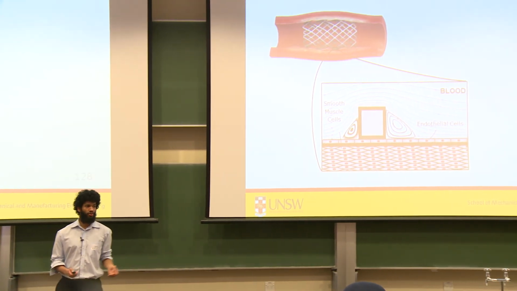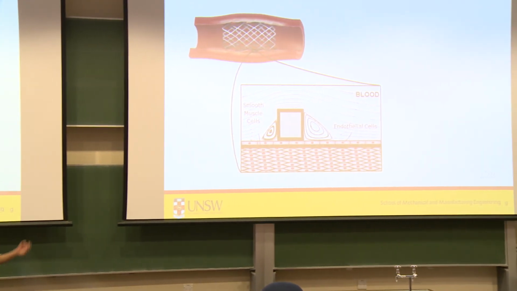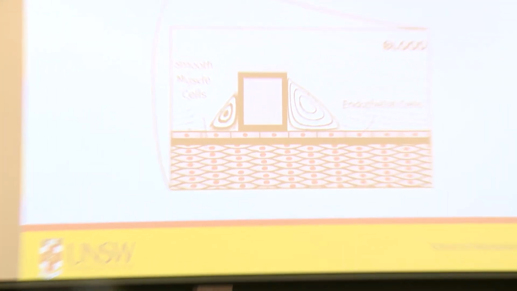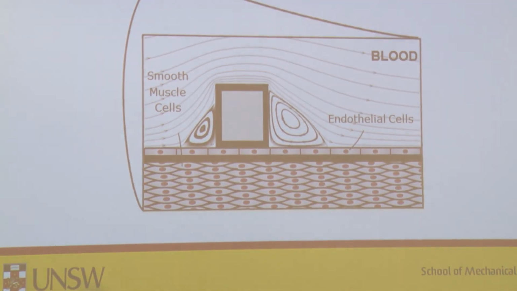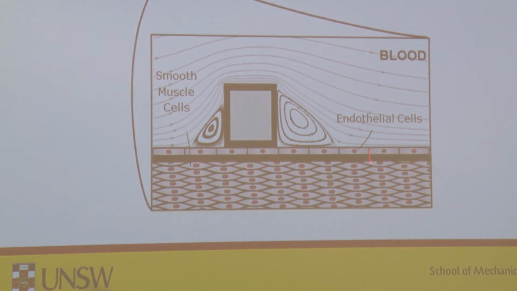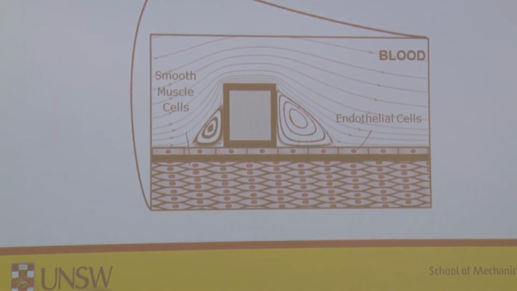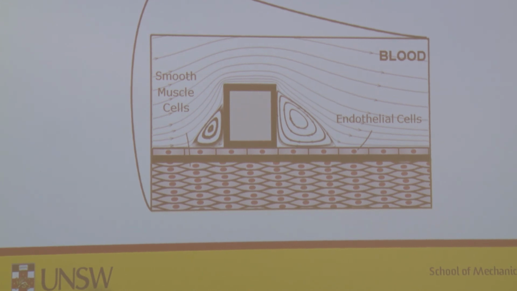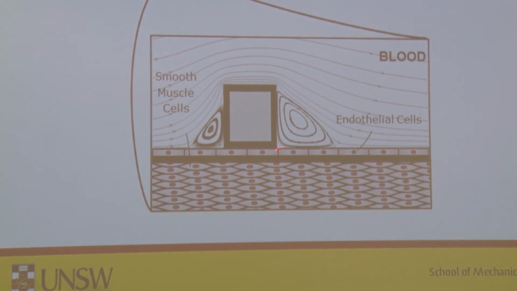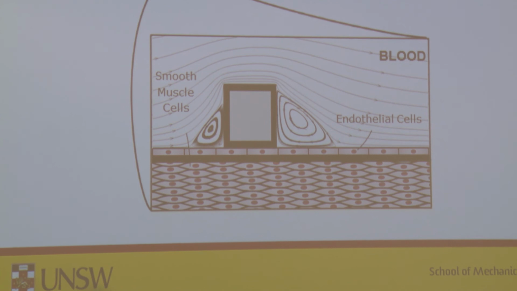Now, the reason why these non-physiological wall shear stresses are bad is that the cells which comprise the inner layers of the tissue are actually very sensitive to changes in the wall shear stress environment. So what I mean by that is that these endothelial cells, which line the inner walls of the arteries, are actually removed in regions of low wall shear stress, so in these regions here.